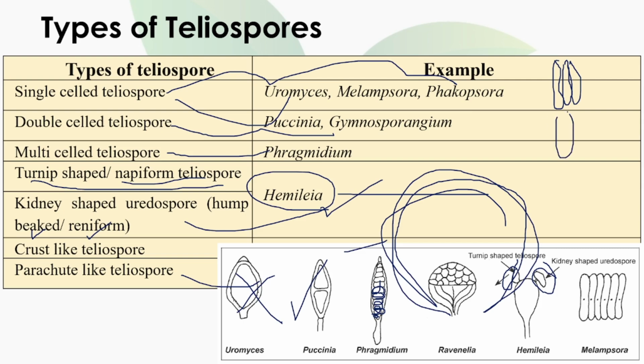They're connected one on one, right? The teliospores are connected one by one, one by one. So the teliospores are actually connected one on one, which is why it is called crust-like. They're attached one on one, and that's why it is known as Melampsora.